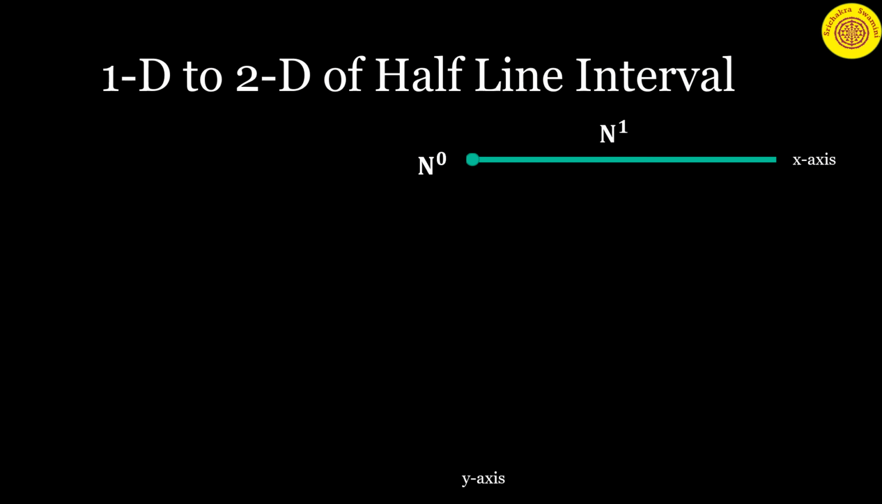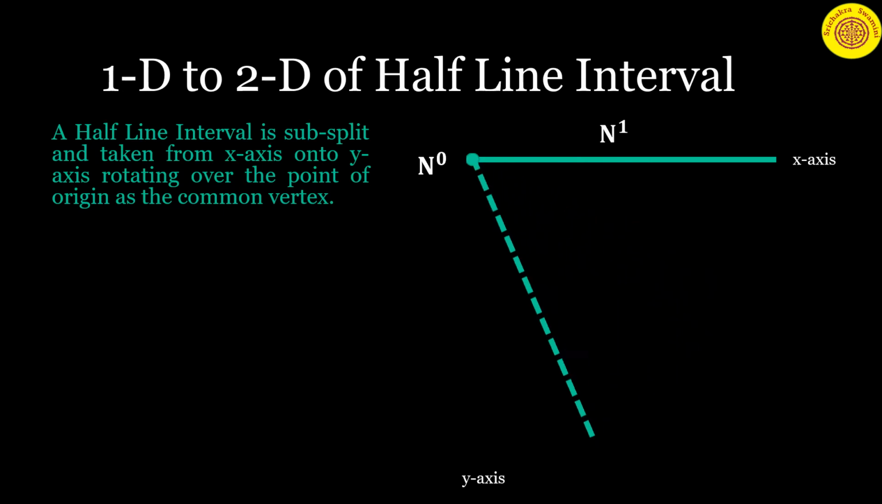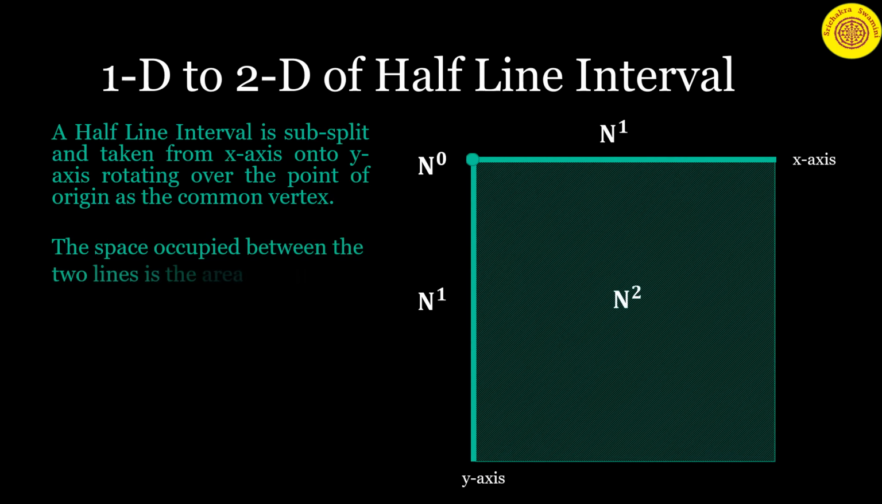Now the one dimension to two dimension of half line interval. A half line interval is subsplit and taken from the x-axis onto the y-axis, rotating over the point of origin as the common vertex. The space occupied between the two lines is the area, which is n raised to 2.